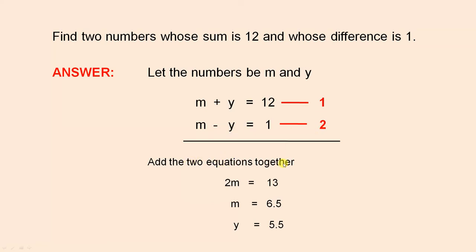If you add the two equations together, m plus m gives you 2m, plus y minus y cancels, so that gives you 0. 12 plus 1 is 13. So if 2m equals 13, divide both sides by 2, which gives you m equals 6.5. Therefore y must be 5.5, because 6.5 plus 5.5 gives you 12. That's why y is 5.5.